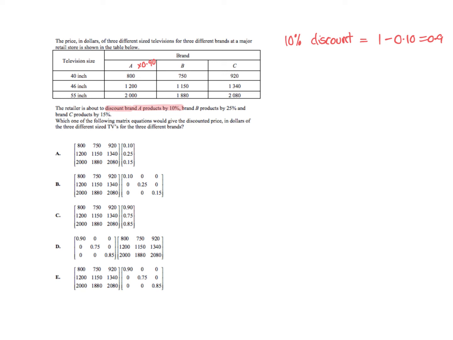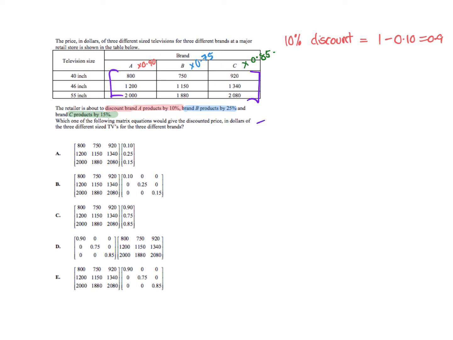Okay, and then it says it's going to discount brand B by 25%. So what would we be timesing that by? Yeah, 0.75. And then the last one, brand C, by 15%. What would we be timesing that one by? 0.85. Yeah? Okay, so that's step one. And it says, which of the following matrix equations would give the discounted price in dollars for the 3 different brands of TVs and the 3 different sizes? So in the end, you do want all these numbers there, but in their new pricing.